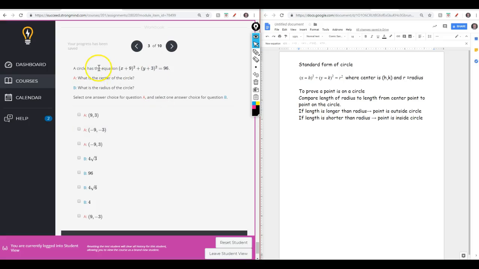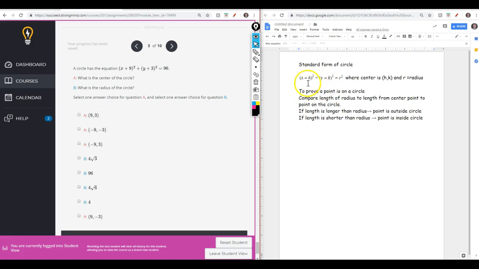Alright, question 3. A circle has the equation (x + 9)² + (y + 3)² = 96. A, what is the center of the circle? B, what is the radius of the circle? Select one answer choice for A and select one answer choice for question B.